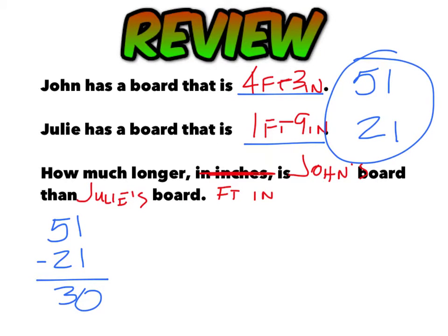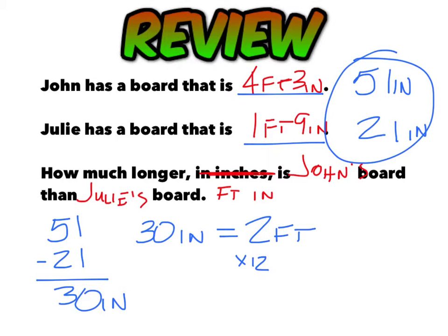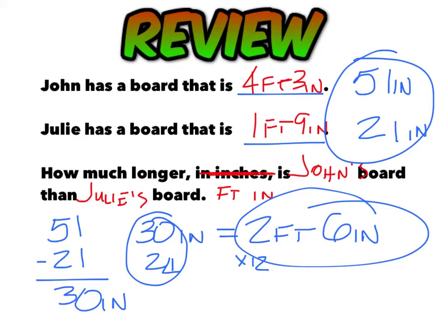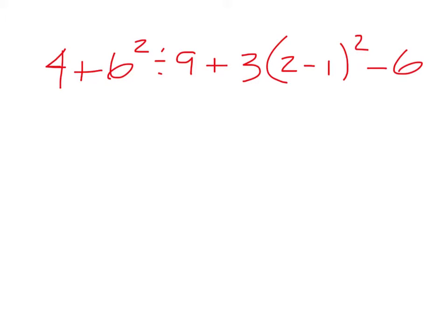We need to convert that. Remember, these are inches. So we're going to convert this into feet and inches. 12 goes into 30 twice. But there's some stuff left over. 2 times 12 is 24. The difference between 30 and 24 is 6. 2 feet, 6 inches. The answer to the bonus is 5.